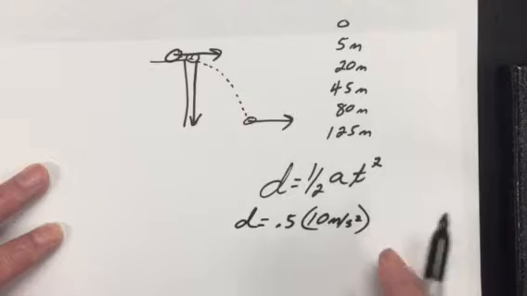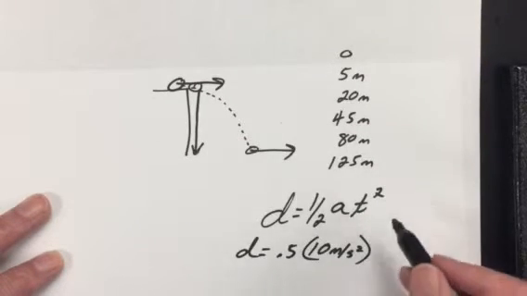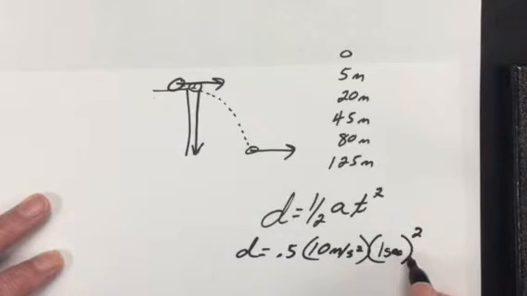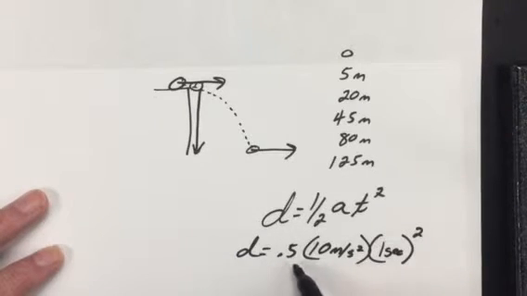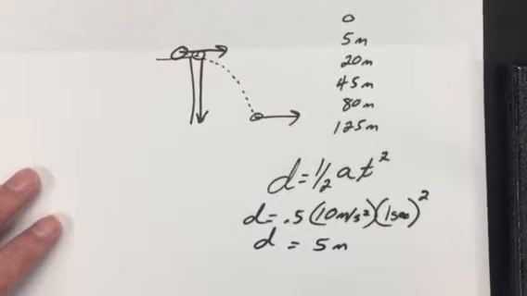For instance, let's say that we're talking about the 1 second example. If it fell for 1 second, then you have 1 second, and then you're going to square that. Well, 1 squared, 1 times 1 is 1, and then that 1 is then multiplied by the 10 meters per second squared, and then by 0.5. So 0.5 times 10 times 1 is going to give you 5 meters. Okay. One more quick example there.